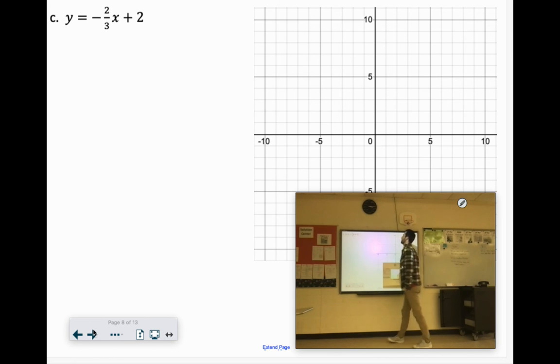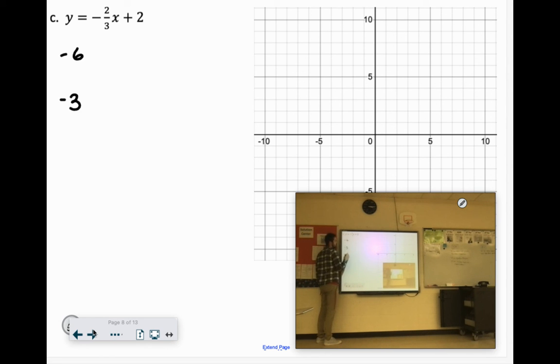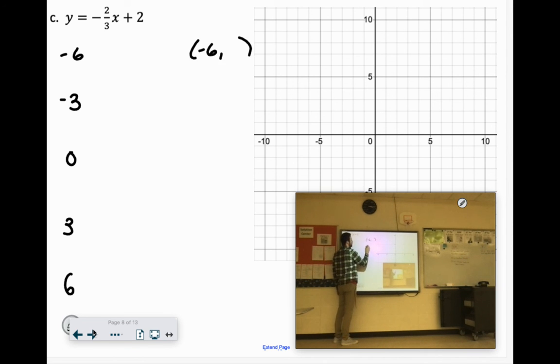All right, this is the last one. -2/3 x plus 2. Again, I'm going to choose multiples of the denominator. Our denominator is 3. I'm choosing multiples of 3. So I'm going to choose -6, -3, 0, 3, and 6. Again, these are our x coordinates. You can choose any numbers you want.